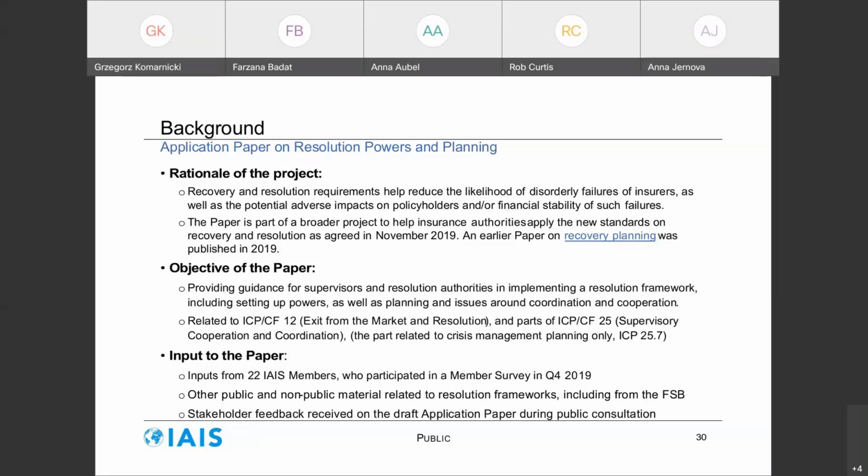To begin the paper, we had input from 22 IAIS members through a survey that we circulated at the end of 2019, after the publication of the recovery planning paper. And we additionally, as I mentioned, got stakeholder feedback on the draft application paper during public consultation. Next slide, please.